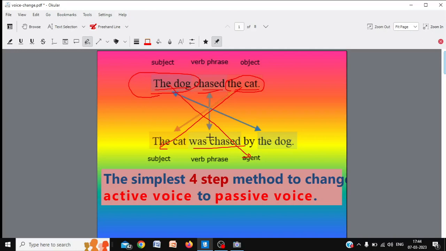So these are the main changes when you change from active to passive voice. What was the subject, the dog, comes at the end. What was the object is coming first, because now the cat is the subject. And chased is replaced by was chased. So, the simplest 4-step method to change sentences from active to passive voice.